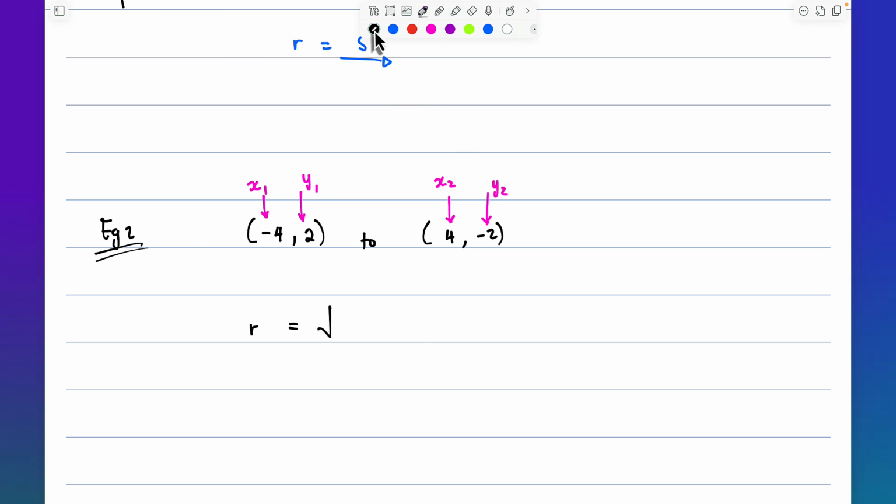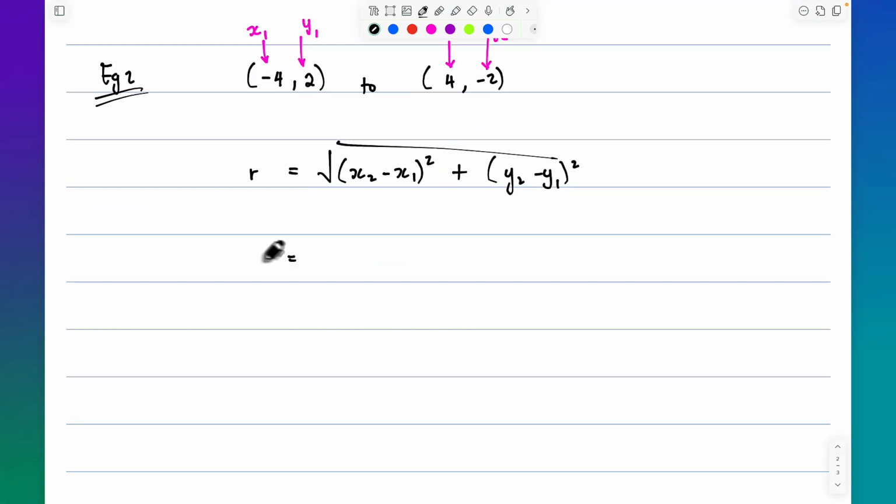So when we put it into the equation, which is going to be x2 minus x1 squared plus y2 minus y1 squared, that's going to be r is equal to the square root of 4 minus negative 4. It's just that there's not too many brackets, so I'm just going to write it like that. Plus the y's are negative 2 minus 2. You square that.